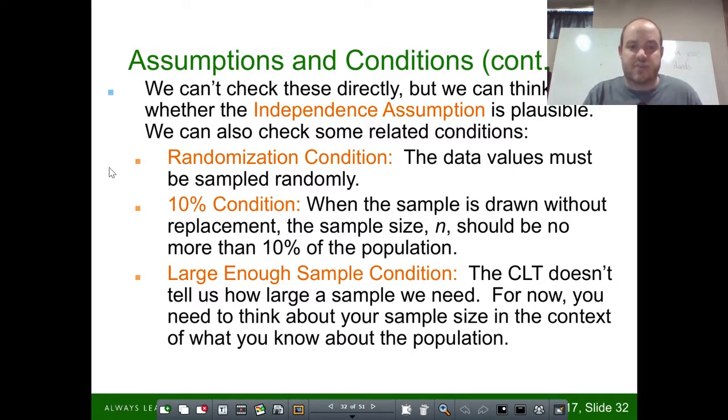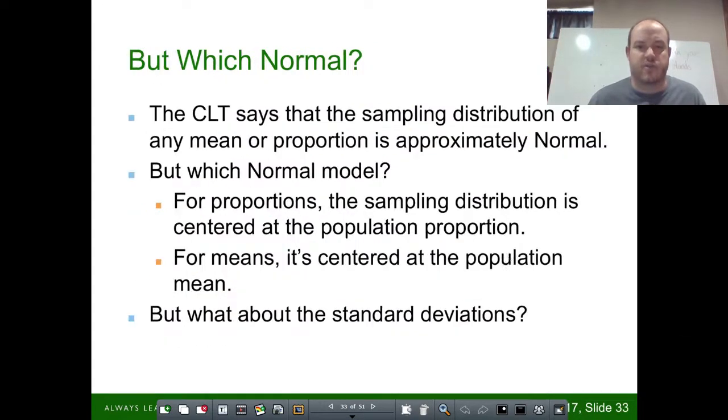Now, the last one's kind of new. It's the large enough sample condition. It says the central limit theorem doesn't tell us how large a sample we need. For now, you need to think about your sample size in context of what you know about the population. So this one's really odd because basically you want a sample size that is large enough that your standard deviation is going to get small. In other words, you don't want this huge range of numbers to be your sampling distribution because then it's useless in terms of using it for questions later. All right. We'll talk a little bit more about that as we go.